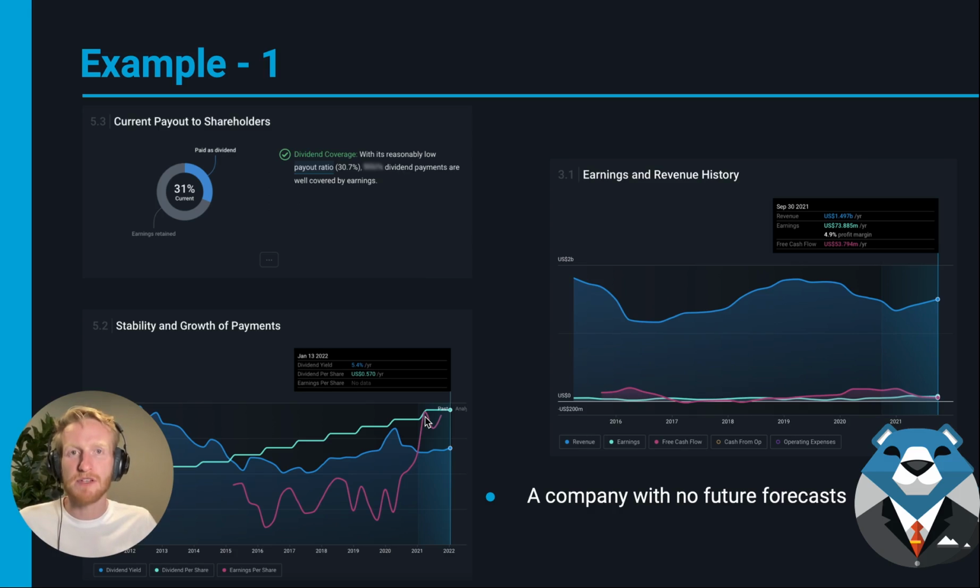And dividends are also obviously paid out of free cash flows. So this purple line here represents free cash flow, and we can see that since 2018 or so, it's been positive the whole time.